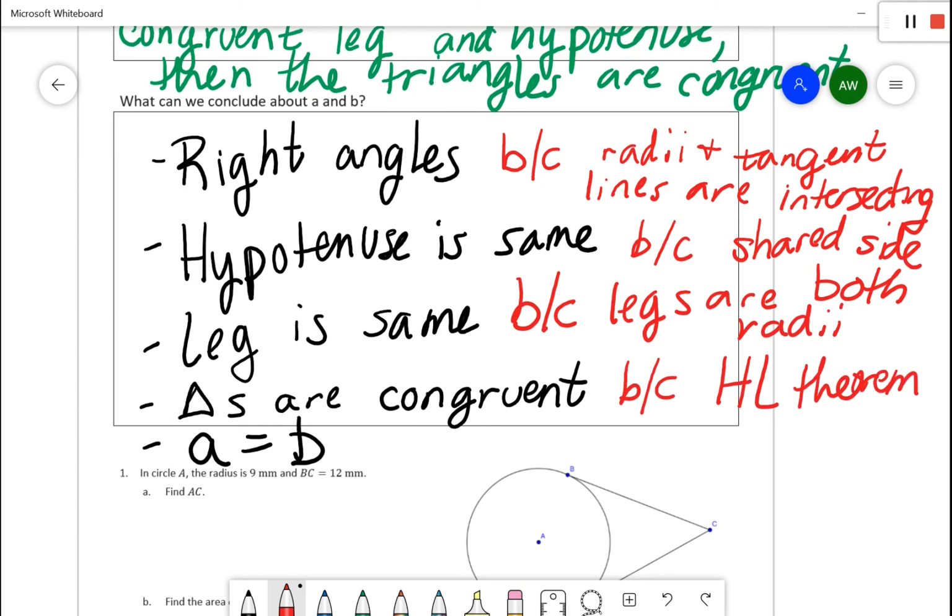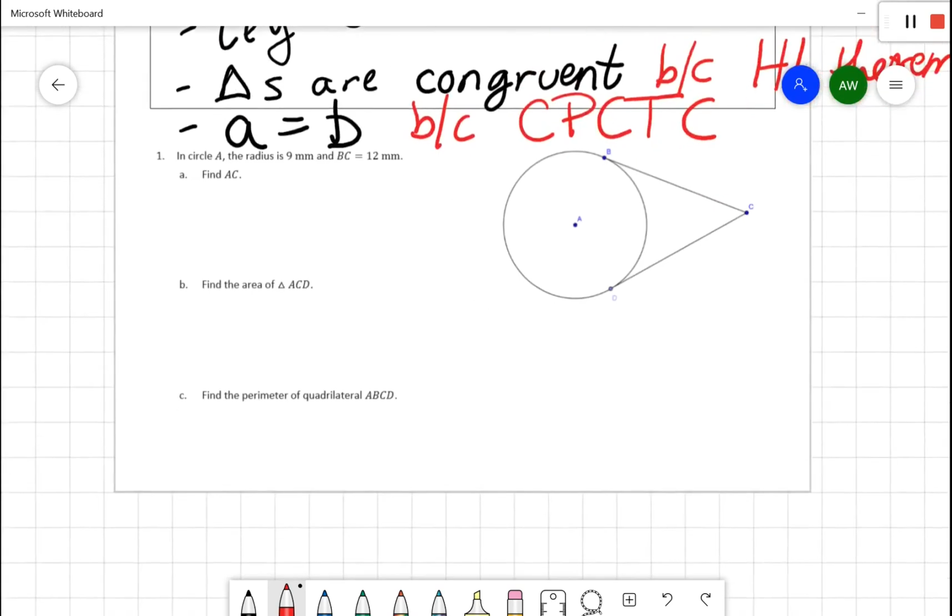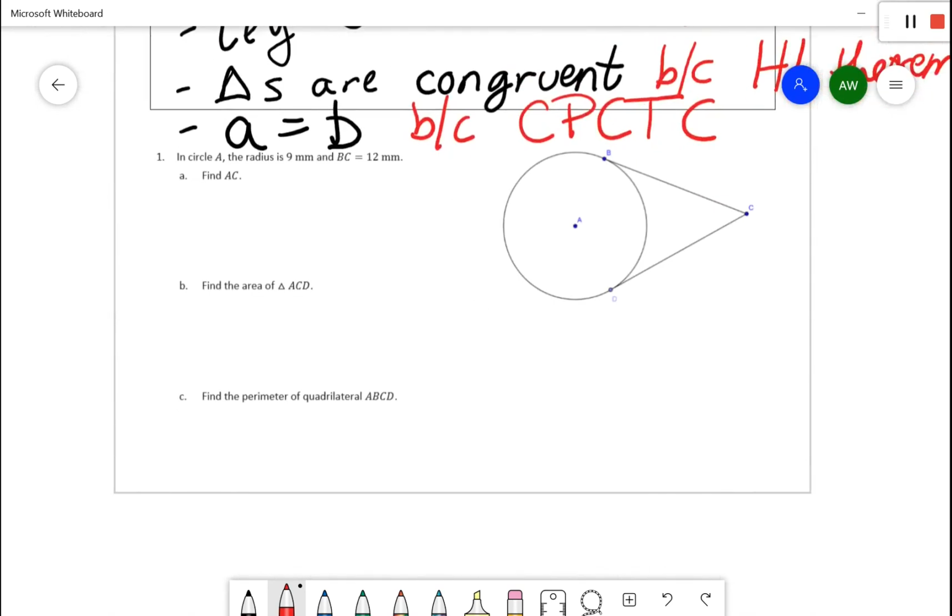And then we say A is equal to B because corresponding parts of congruent triangles are congruent. If you remember from Module 2 again, when we were proving congruent triangles, we did a lot of this. Corresponding parts of congruent triangles are congruent. All right, let's take a look at number 1, which is the first time we're going to be diving into some numbers in this lesson.